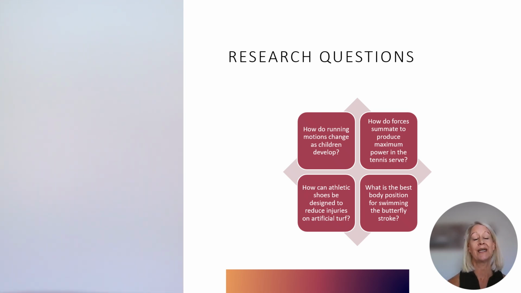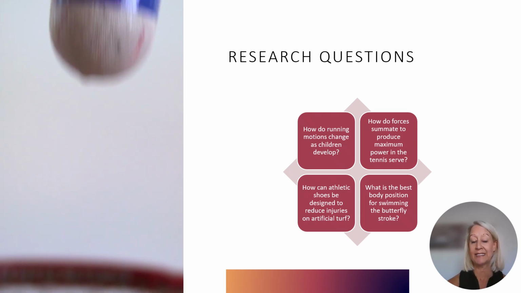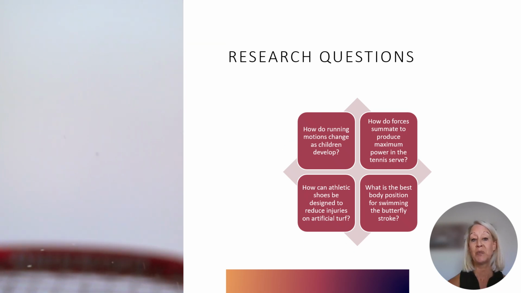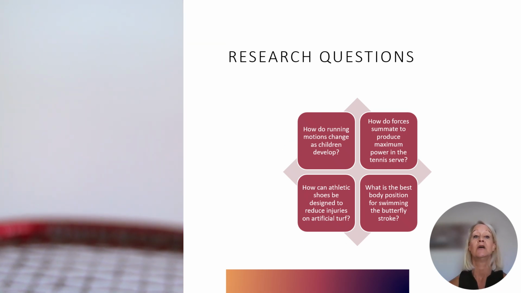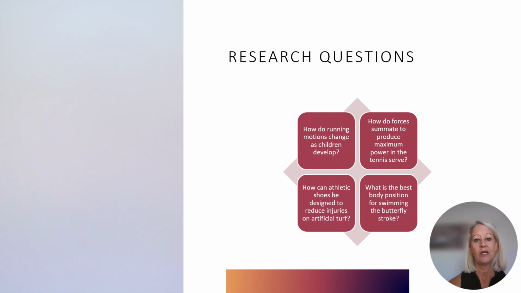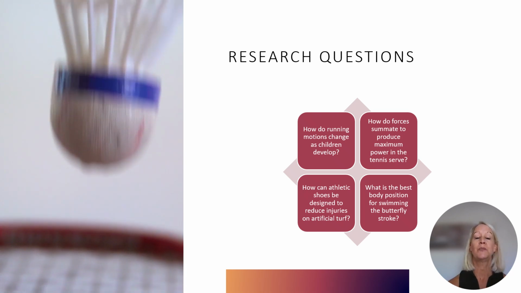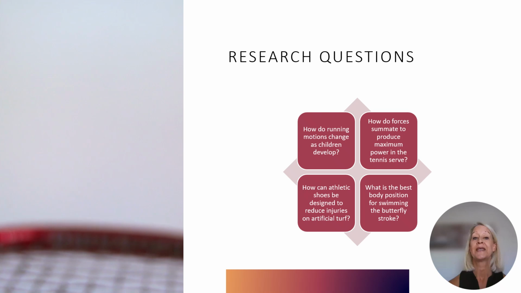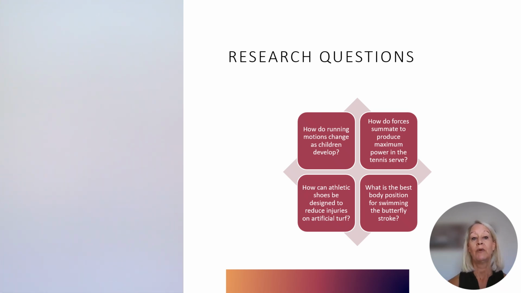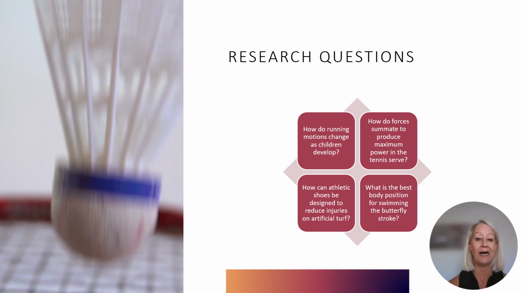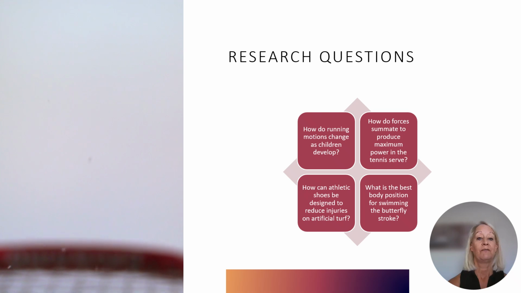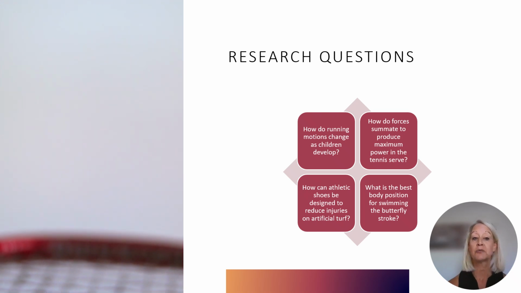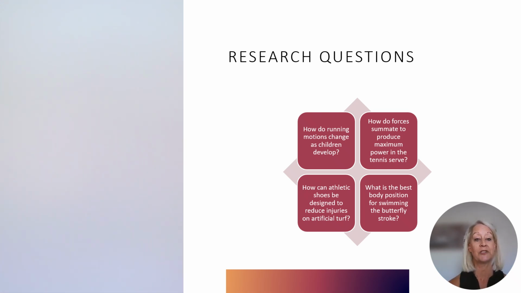Another critical area is injury prevention. For instance, how can athletic shoes be designed to reduce injuries on artificial turf? Biomechanical research can lead to better materials and design that protect athletes. And finally, technique matters. We might study the best body position for swimming, for the butterfly stroke, to reduce drag and improve efficiency.